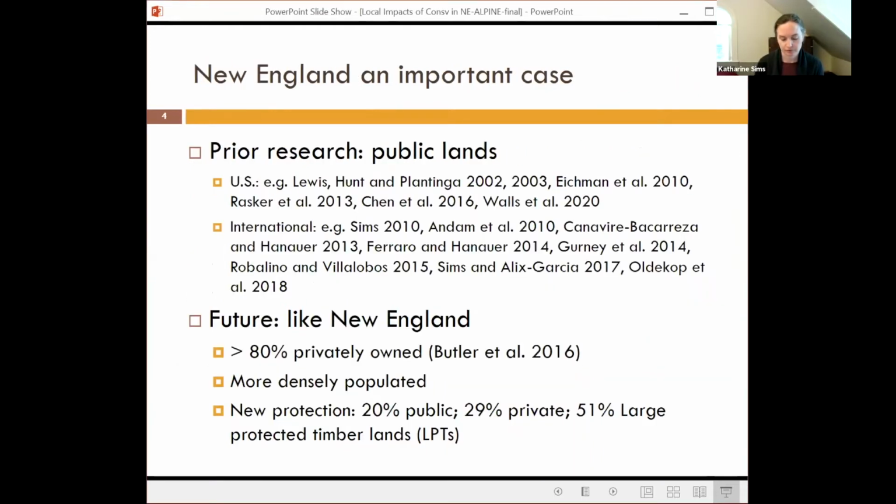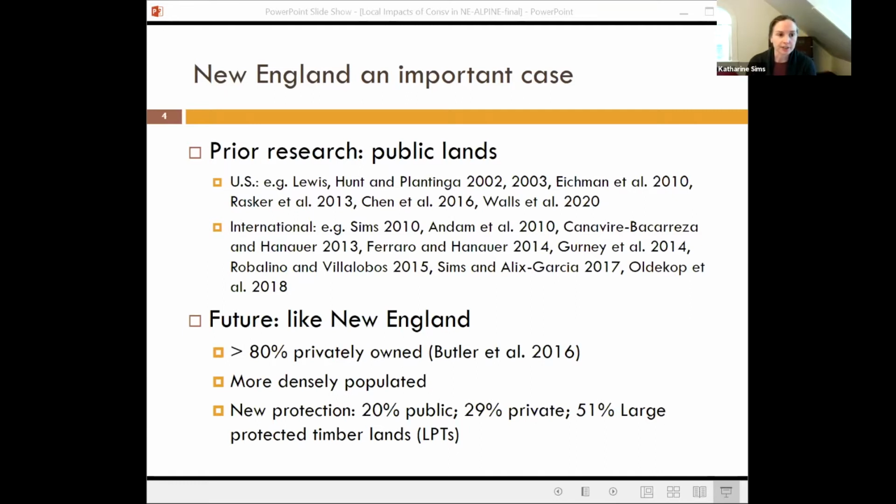To fit this a little bit into the broader picture, prior work on the socioeconomic impacts of land protection has mainly considered public lands. And actually, except for negative impacts of federal restrictions on logging under the Northwest Forest Plan, a lot of this literature finds either no effects or positive economic impacts of land protection, particularly in the long run.